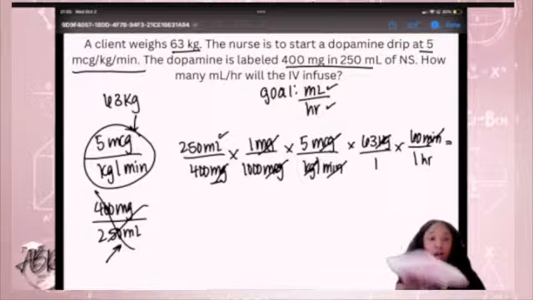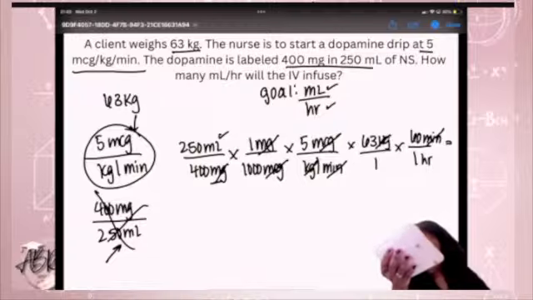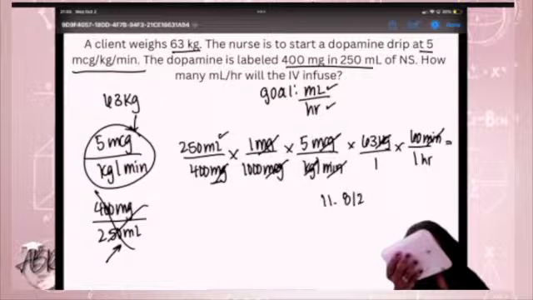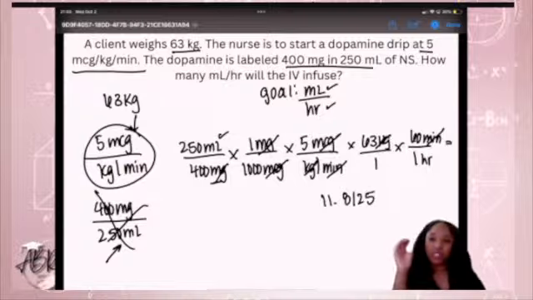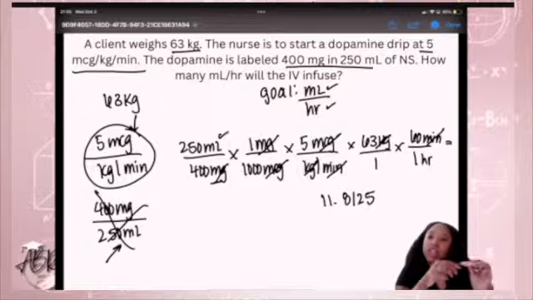Goal for all of you soccer fans or football, okay? 250 times 5 times 63 times 60, divide by 400, divide by 1,000 equals 11.8125. Okay, this one did not tell us what to round to. So let's practice. If this told us to round to the nearest tenths place, what would our answer be?